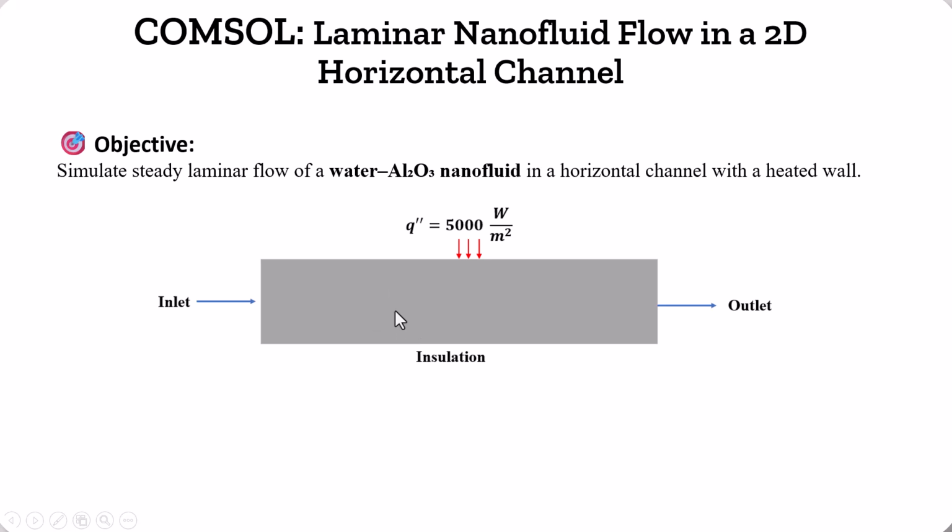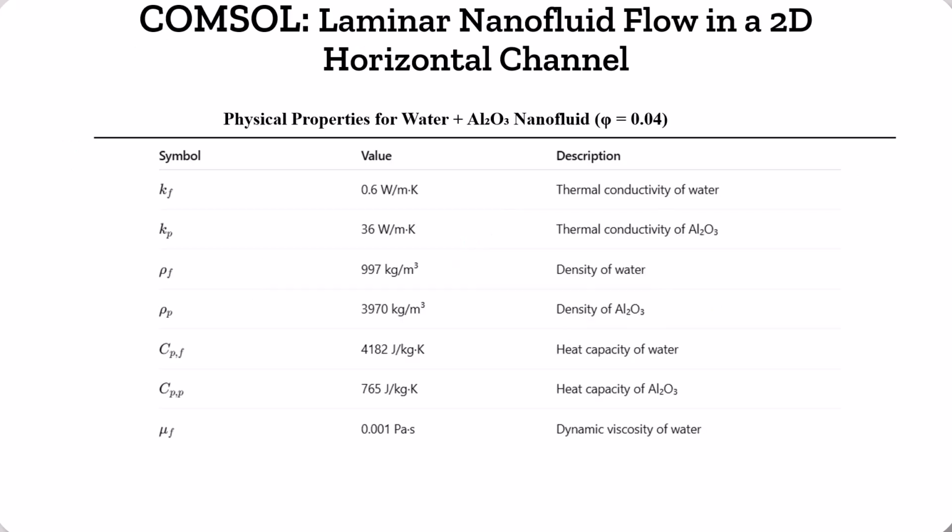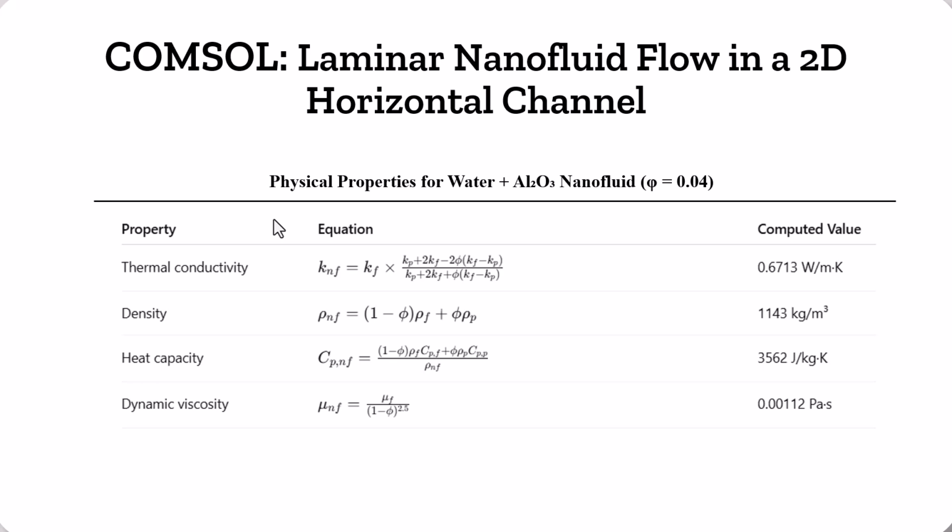It is very important to note that we have only single phase flow because the volume fraction of the nanosolid is very low and the particle diameter is also low. So we only need to modify the physical properties of the nanofluid. Here we have the physical properties for water and Al2O3 nanofluids. You see that we have thermal conductivity, density, heat capacity, and viscosity for each phase. These are our physical properties for a nanofluid with a volume fraction of 0.04.